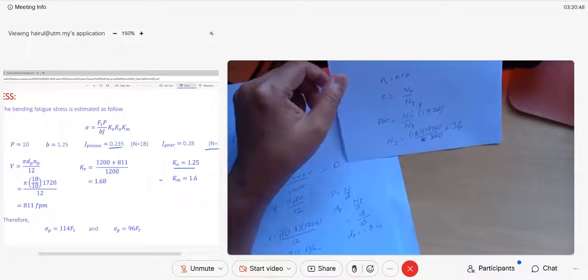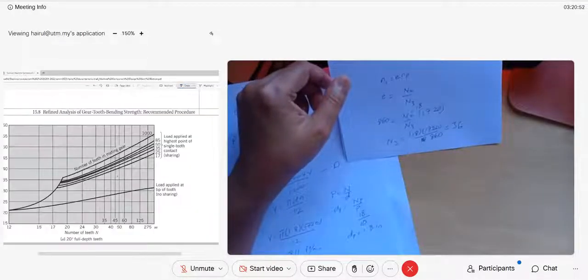The number of teeth is 36. Okay, for gear 36, this is 30, this is 35, close to 35, 36 here. At this point J will be 0.255, no, this is 0.25. In the middle it is 0.227.